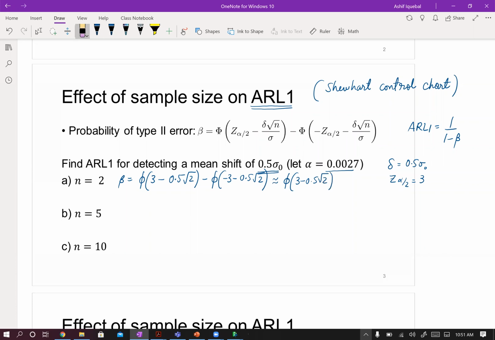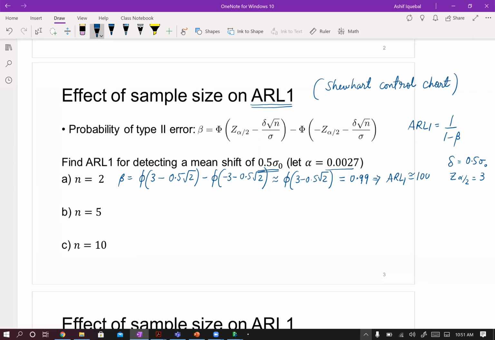Now if you calculate this value, you will get 0.99, which means your ARL1 is 1 by 1 minus 0.99, which is 0.01, which is approximately equal to 100, right? Does anyone have any questions on this one?